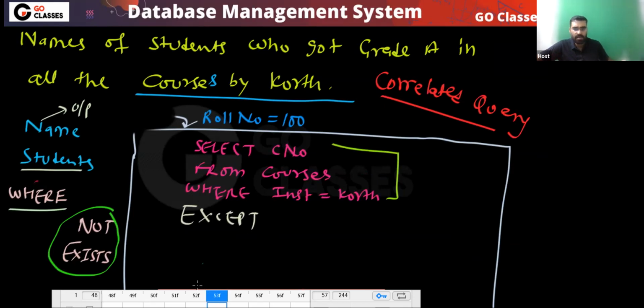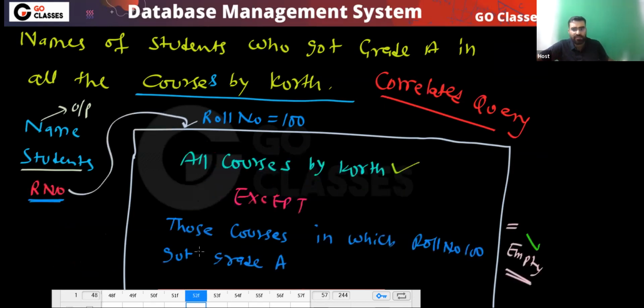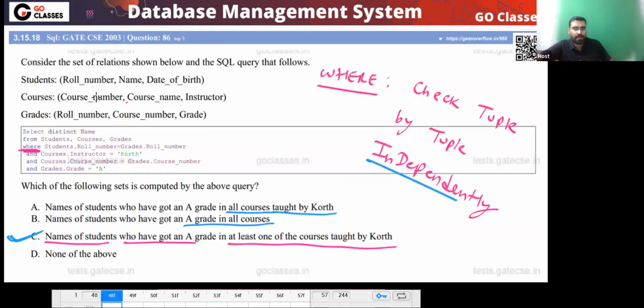What will I do now? Now I will find those courses in which roll number 100 got grade A. Who will give me this information? Who will give me those course numbers where this roll number got grade A? These two tables, grades and students, will give me, yes or no? Actually only the grades table is enough.